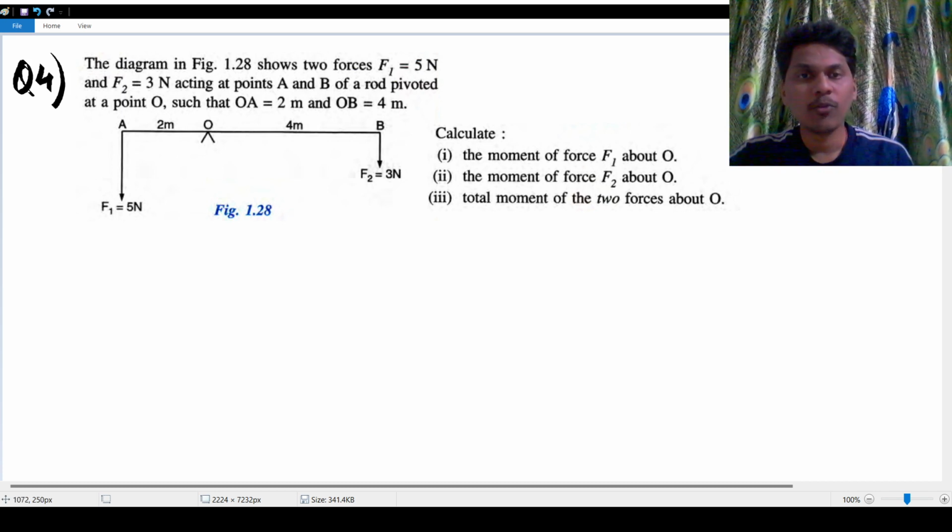Calculate the moment of force F1 about point O. Second, we have to calculate the moment of force F2 about point O, and third, we have to find out the total moment of the two forces about point O.